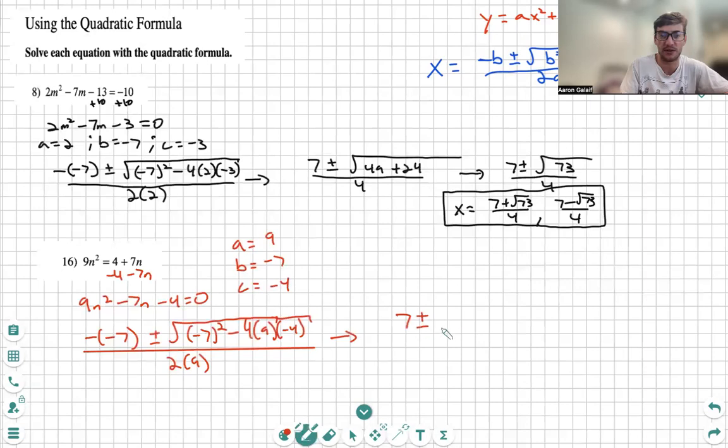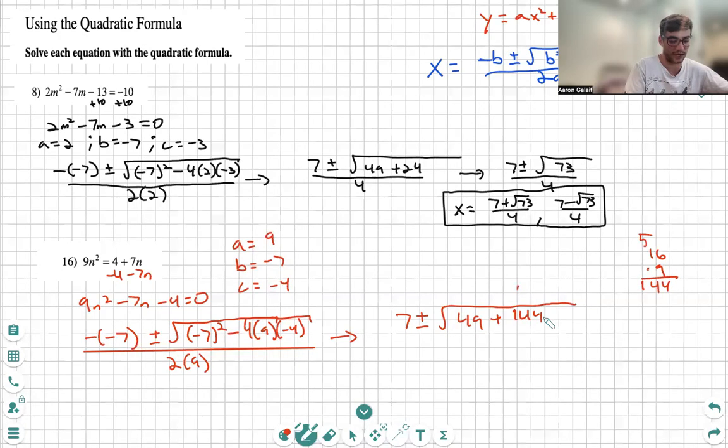Negative 7 is positive 7 plus minus, and inside the square root, negative 7 squared is 49. Remember, anything squared is always positive. We know 4 times 4 is 16. 16 times 9 is, I believe, 144. Let's use a calculator. Let's just do it on the side. 16 times 9 is 144. All right, 144 plus 49 is equal to 193. But first, let's get there by continuing to slowly clean up.